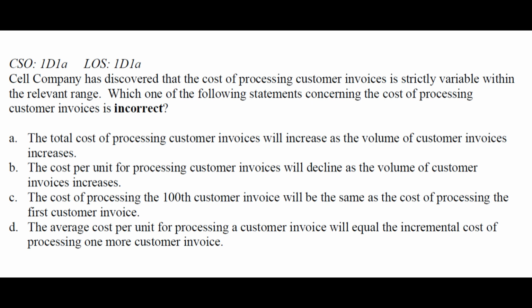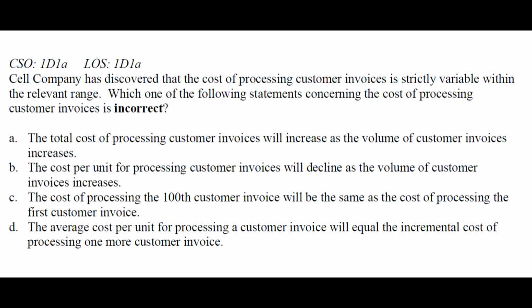A. The total cost of processing customer invoices will increase as the volume of customer invoices increases. Correct statement. Since the cost is strictly variable, total cost rises proportionally with the number of invoices processed. B. The cost per unit for processing customer invoices will decline as the volume of customer invoices increases. Incorrect. Under a strictly variable cost structure, the cost per invoice remains constant regardless of volume. It does not decline as activity increases. This statement incorrectly describes the behavior of fixed cost per unit rather than variable cost per unit.